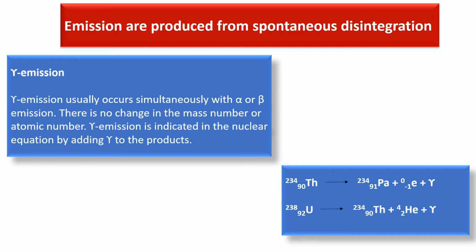Another example is uranium with mass number of 238 and atomic number of 92. The product formed shows that the mass number has decreased by 4 and the atomic number has decreased by 2. That shows that it is an alpha emission, I beg your pardon. But how do you know that this is a gamma emission? It is by adding the symbol of gamma emission at the end of the product formed.